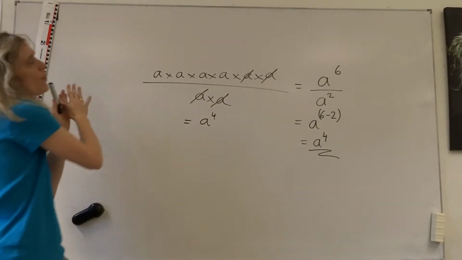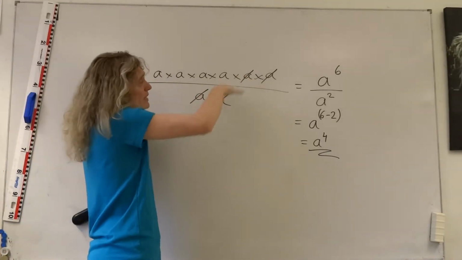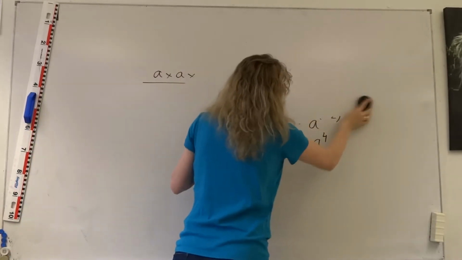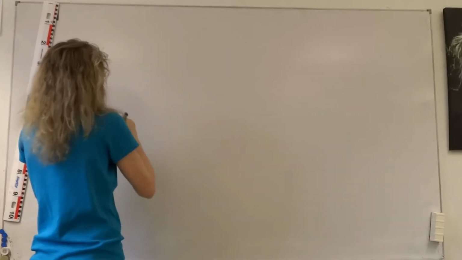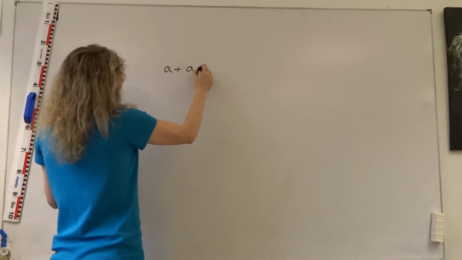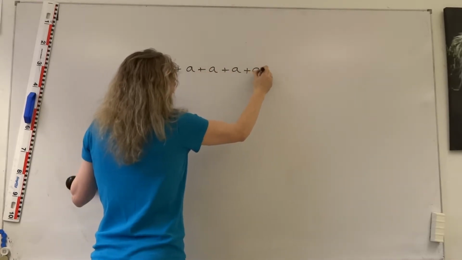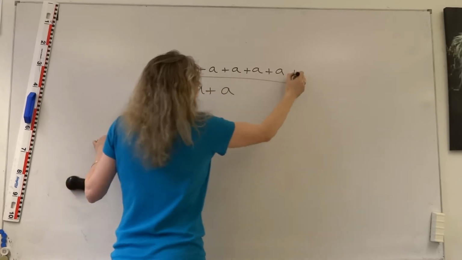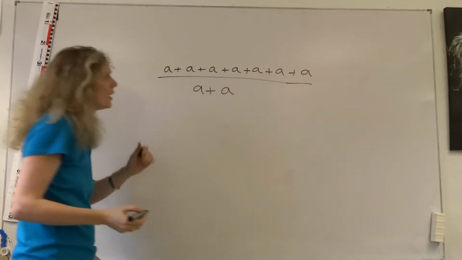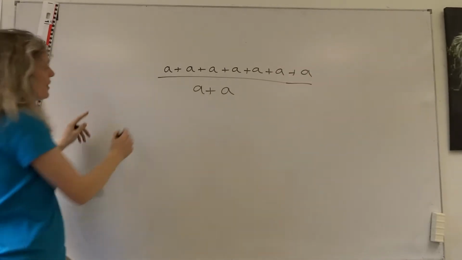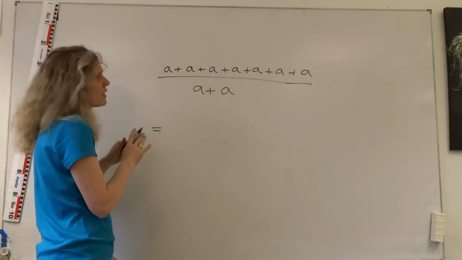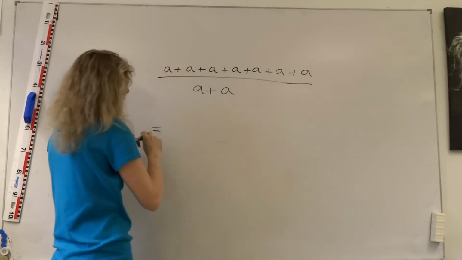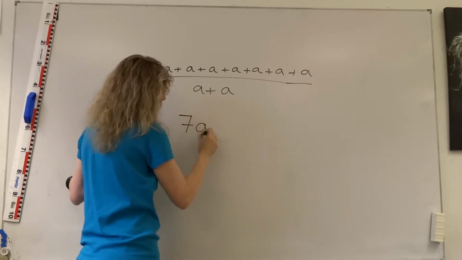But what happens if we don't have times? Because times and dividing is always easy, because then it's just to cancel. What happens if we instead have all of those A's added together? So if we had A plus A plus A plus A plus A plus A, all divided by A plus A. Let's make it an odd number of A's here. Okay. Well, we have to think, what does A plus A plus A, all of these A's, mean? Well, it means we've got 1, 2, 3, 4, 5, 6, 7 lots of A's. So we have 7A on the top.